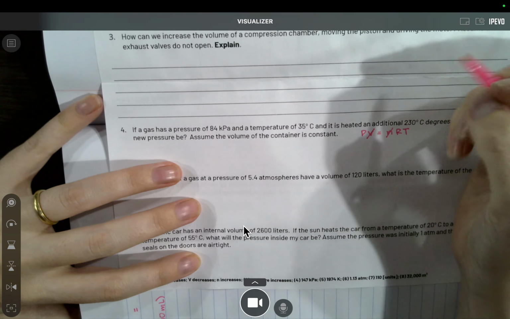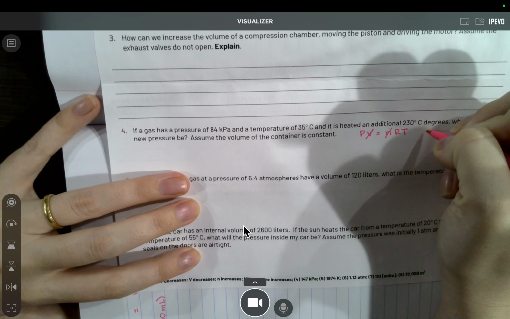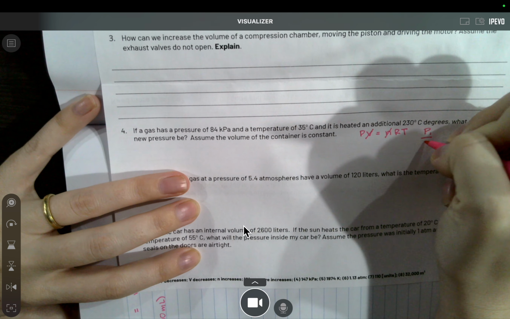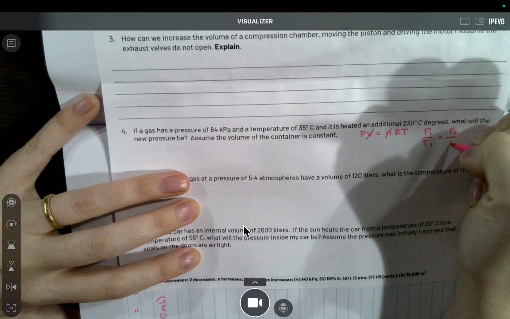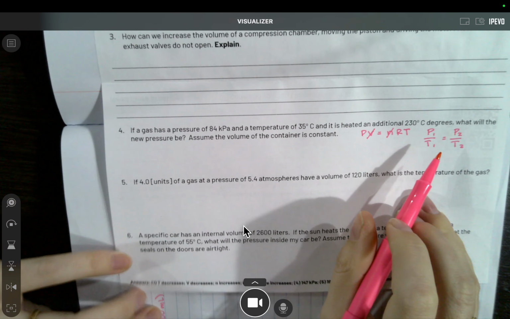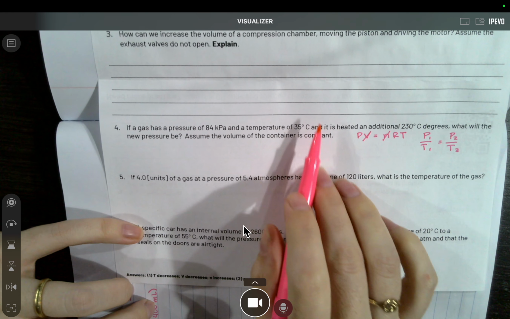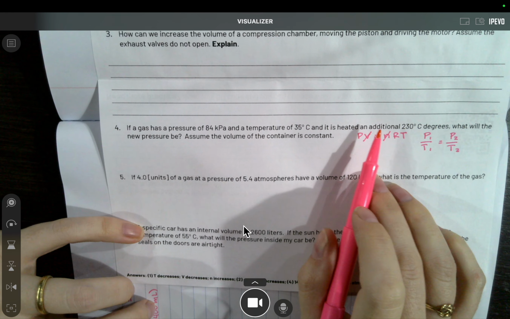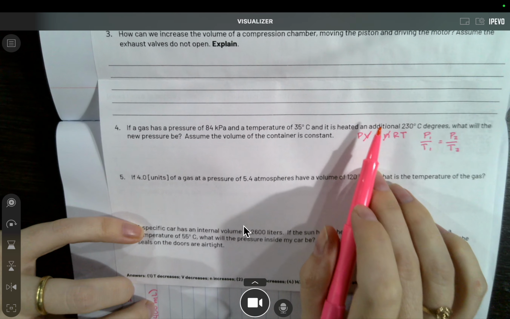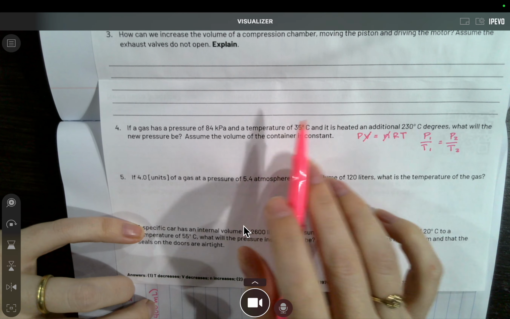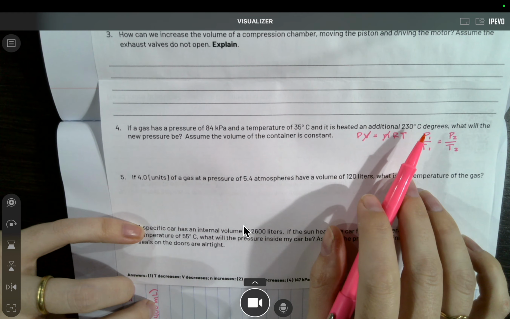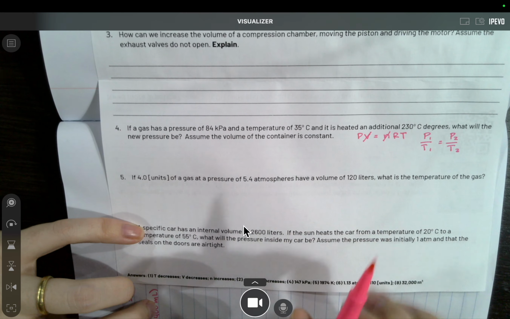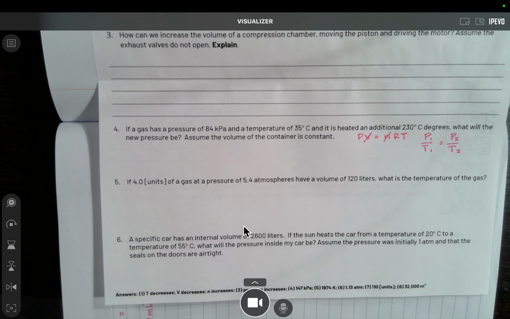All right, the constant never changes, so we're going to say pressure 1 over temperature 1 is going to be equal to pressure 2 over temperature 2. Now, there are a couple tricky things in this problem. It's in Celsius, so we need to convert to Kelvin. And take a look at this word here, additional. Additional means it's going to be 35 plus 230 is going to be our second temperature. It gave us the first pressure, so you're going to be solving for the new pressure. All right, so that's how you set up that problem.